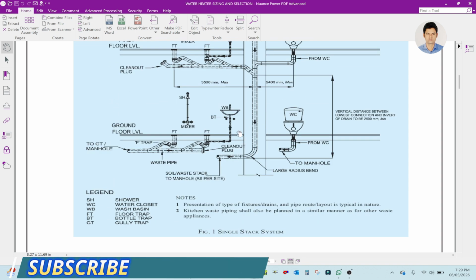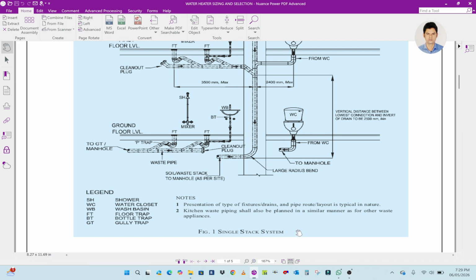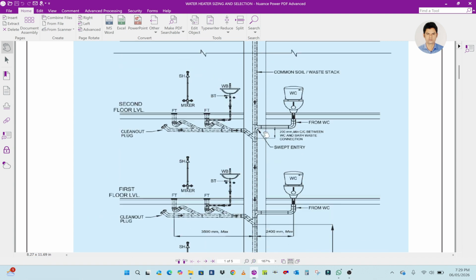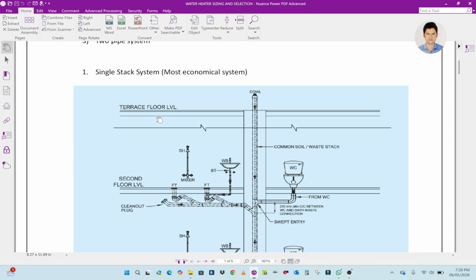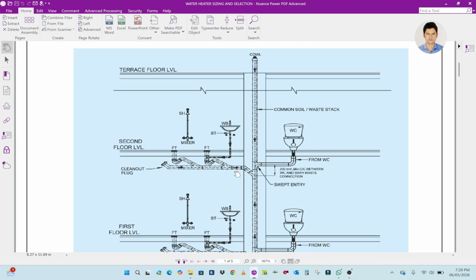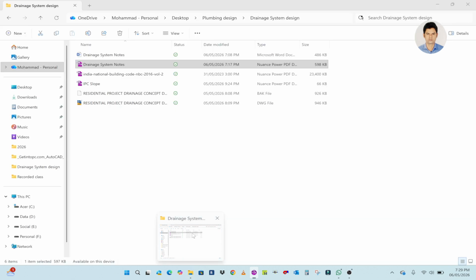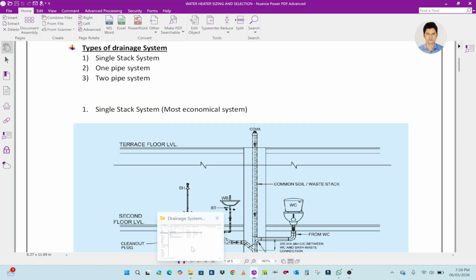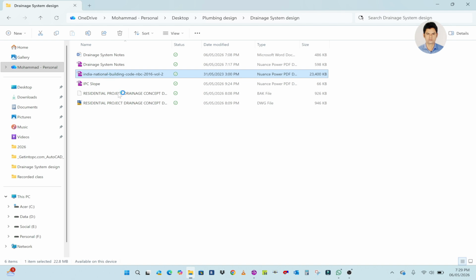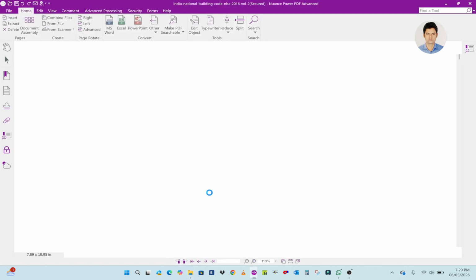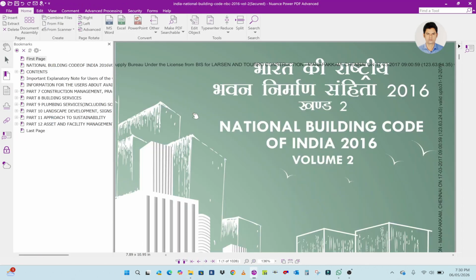In this system, you can see this is figure number one, single stack system, which has been taken from National Building Codes. If you want to learn more about the system, let me open this National Building Code of India. Here you can see this is the National Building Code of India 2016 Volume 2.